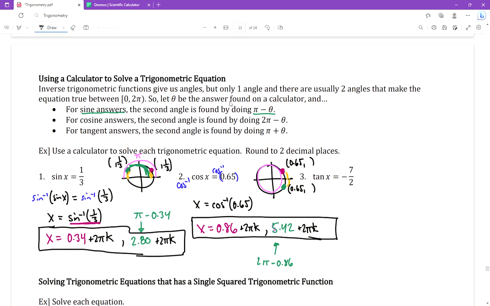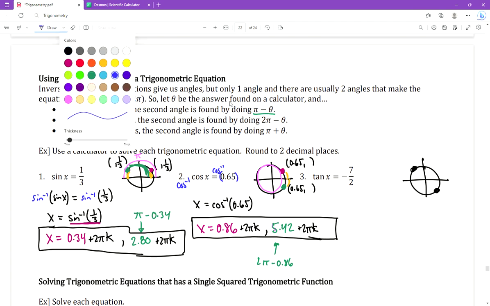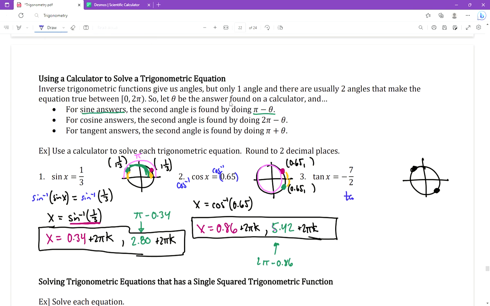Now our last one with tangent. So this is tangent of x equaling negative 7/2. Just like those others, we could draw our unit circle. Where tangent is a negative value would be in quadrant 2 somewhere, so I'm just going to put a dot here, and in quadrant 4 somewhere, like that. Okay, and then we can do our tangent inverse of both sides. Well, it's a little messy there, let me just write it a little to the side.